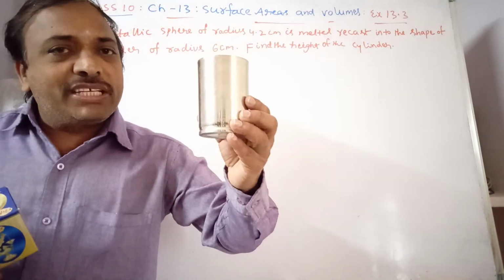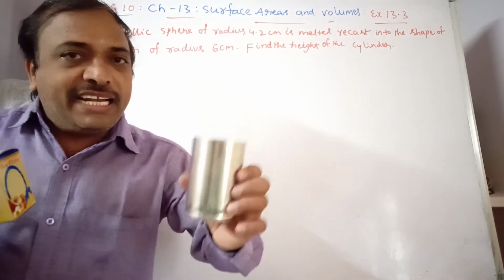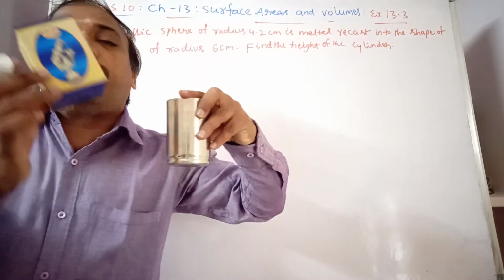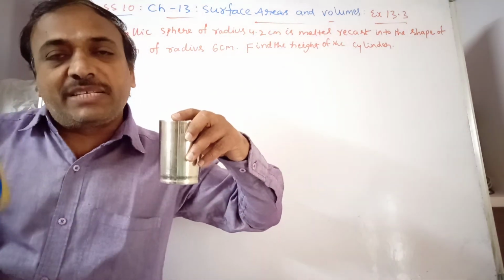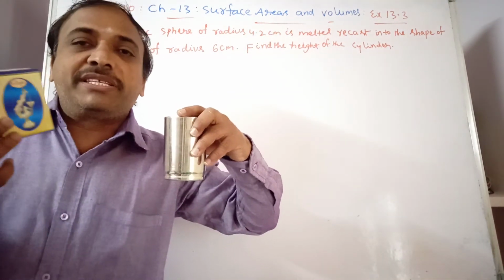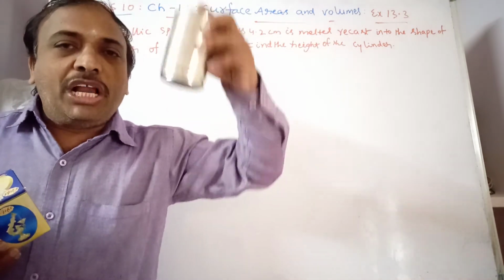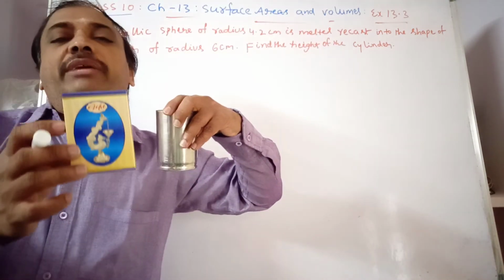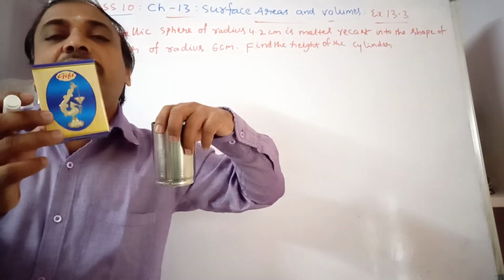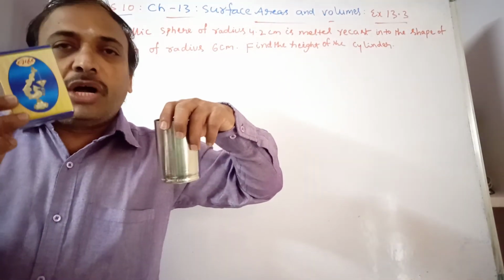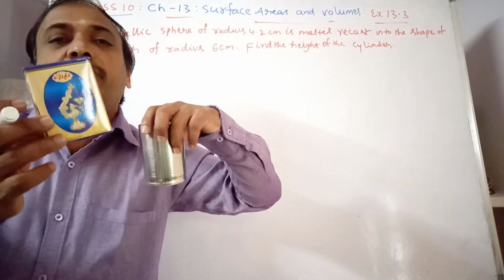The solid cuboid and this solid cylinder are melted and recast, and they form a cuboid. What is the height of the cuboid or the breadth of the cuboid? Sometimes they may ask such questions. That means the volume of the solid cylinder is equal to the volume of the cuboid. Are you following? The volume of the solid cylinder is equal to the volume of the cuboid.